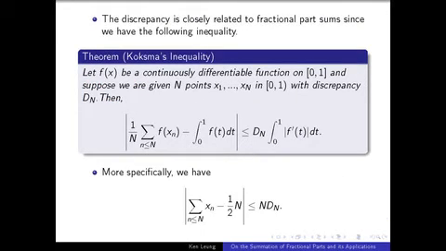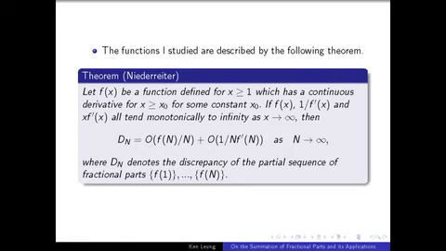The discrepancy is closely related to the fractional part sums because of the Koksma-Szüsz inequality. More specifically, the error term of the fractional part sum is bounded by the number of terms times the discrepancy D_N. So, the functions I studied are described by the theorem of Niederreiter: if f is continuously differentiable and satisfies certain growth conditions, then the discrepancy D_N is big O of something as n tends to infinity.